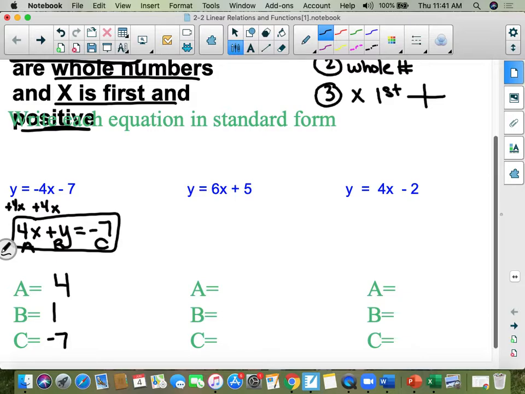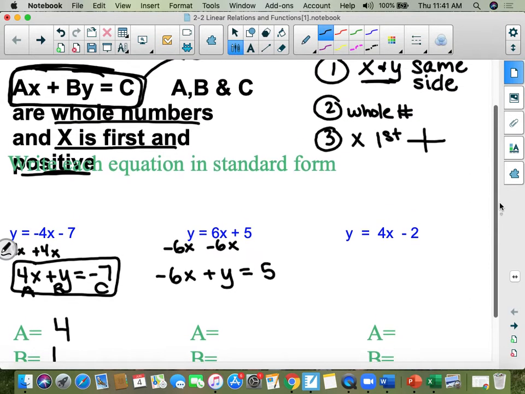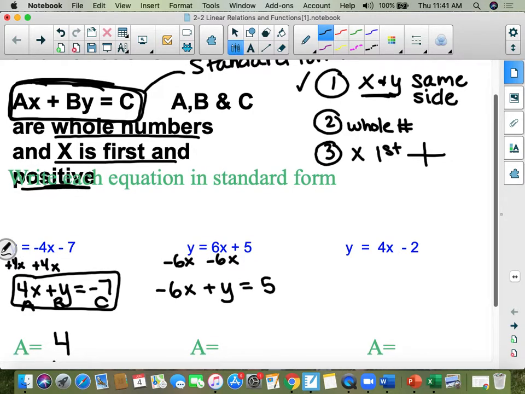In order to be in standard form, my x's and y's have to be on the same side, so I'm going to subtract 6x from both sides. I'm going to get negative 6x plus y equals 5. Okay, there's something wrong with this. Let's go up and read the stipulation one more time. X and y, are they on the same side? Yes, they are, so I check that one off. Are there whole numbers? Yes. Is x first? Yes. Is x positive? No, so I need to check that off.